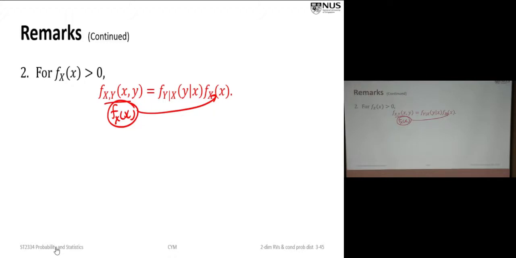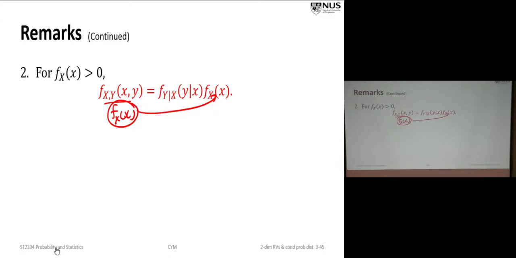Usually, maybe we start with the joint distribution. So we are given f of x, y, the joint distribution. Then we can calculate the marginal, and we can calculate the conditional distribution. But on the other hand, we can also have just the marginal of one of them, for example x, and the conditional distribution of y given x. Then we multiply them. We'll get back to the joint distribution.